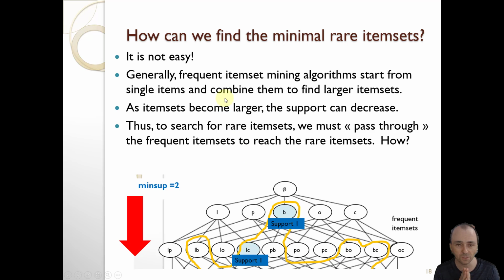So if we want to find the minimal rare item set, how can we do this if we want to design some algorithms? It is not easy. Let me explain to you why. Generally, there are many algorithms for frequent item set mining. They will start from the single item and then they will combine them together to find the larger item set. So they start from one item and combine them to get 2 items, 3 items, and 4, and so on.